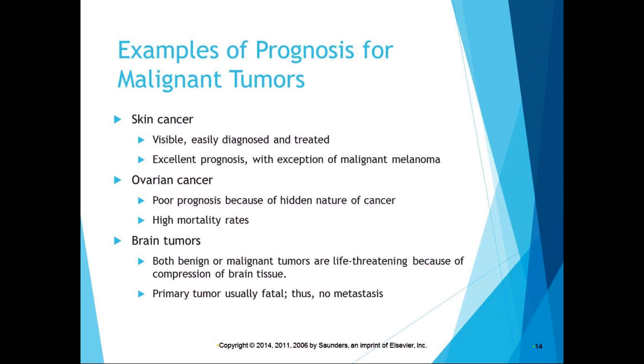Brain tumors, both benign or malignant, can be life-threatening because of compression of brain tissue. The primary tumor is usually fatal, so you don't get a lot of metastasis, although you sometimes get metastasis through the cerebrospinal fluid to the spine or other areas of the nervous system. So not a very good prognosis for brain tumors.